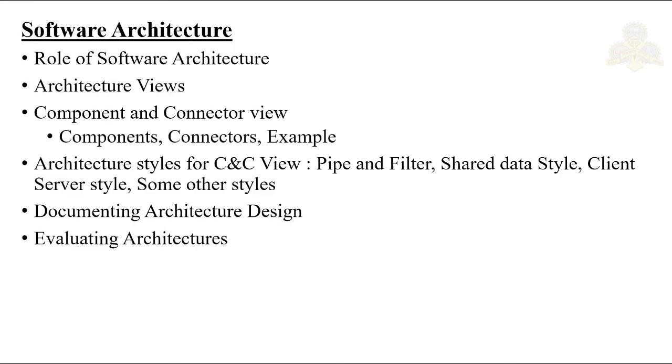Next, the contents of software architecture are as follows. First we'll learn the role or uses of the software architecture, then architecture views, the C&C view, that is component and connector view with an example, then different architecture styles of the C&C view, how to document the architecture design and how to evaluate the architectures. So first we will understand what an architecture is.